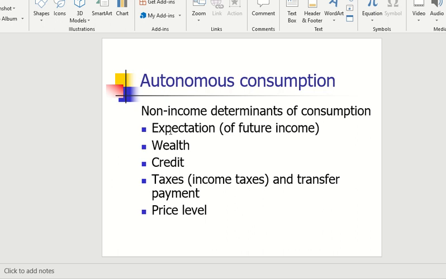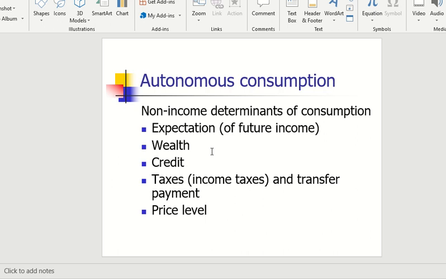For example, expectations of future income. So not only does the current income have impact on our spending behavior, our spending on consumer goods and services, our future income, or rather our expectations of future income, can affect how much we spend.